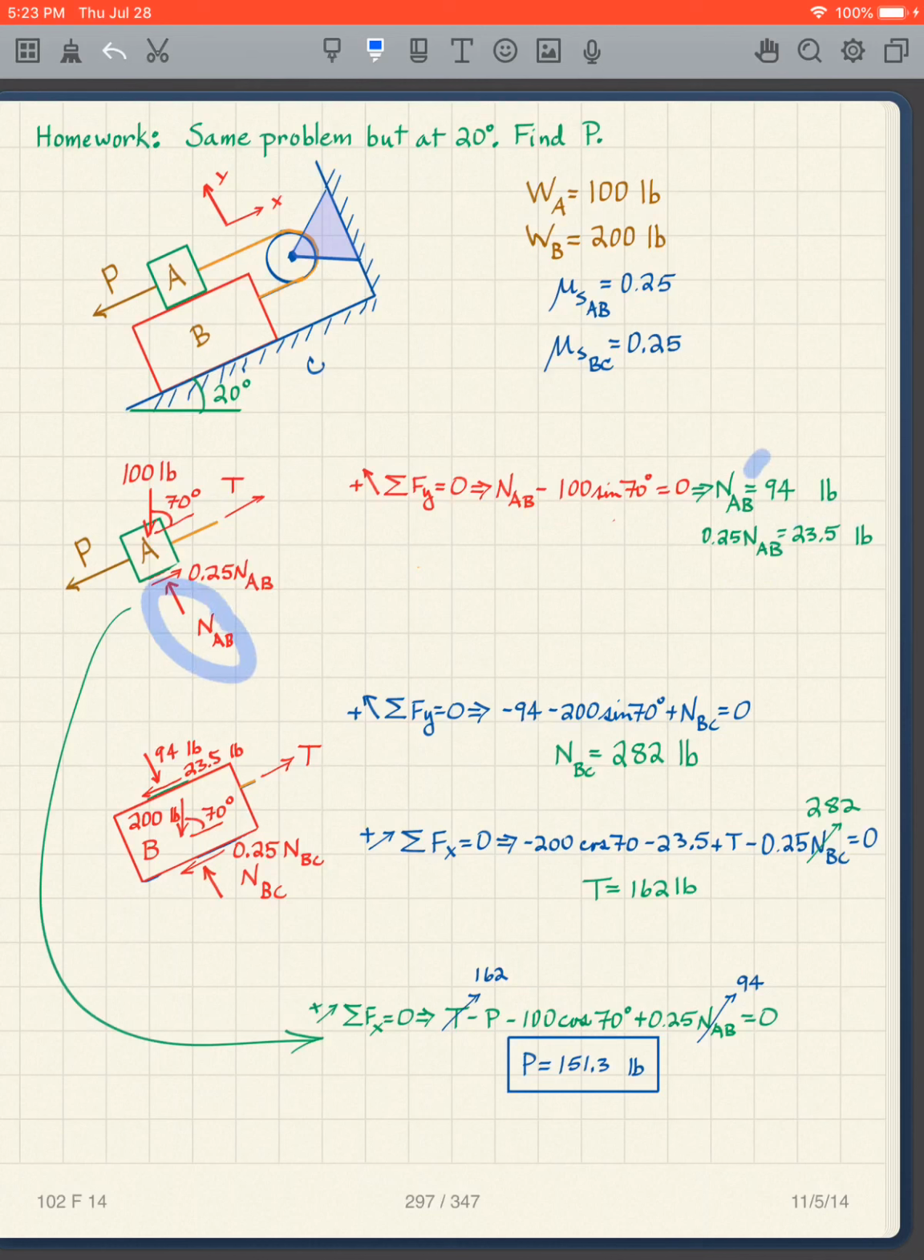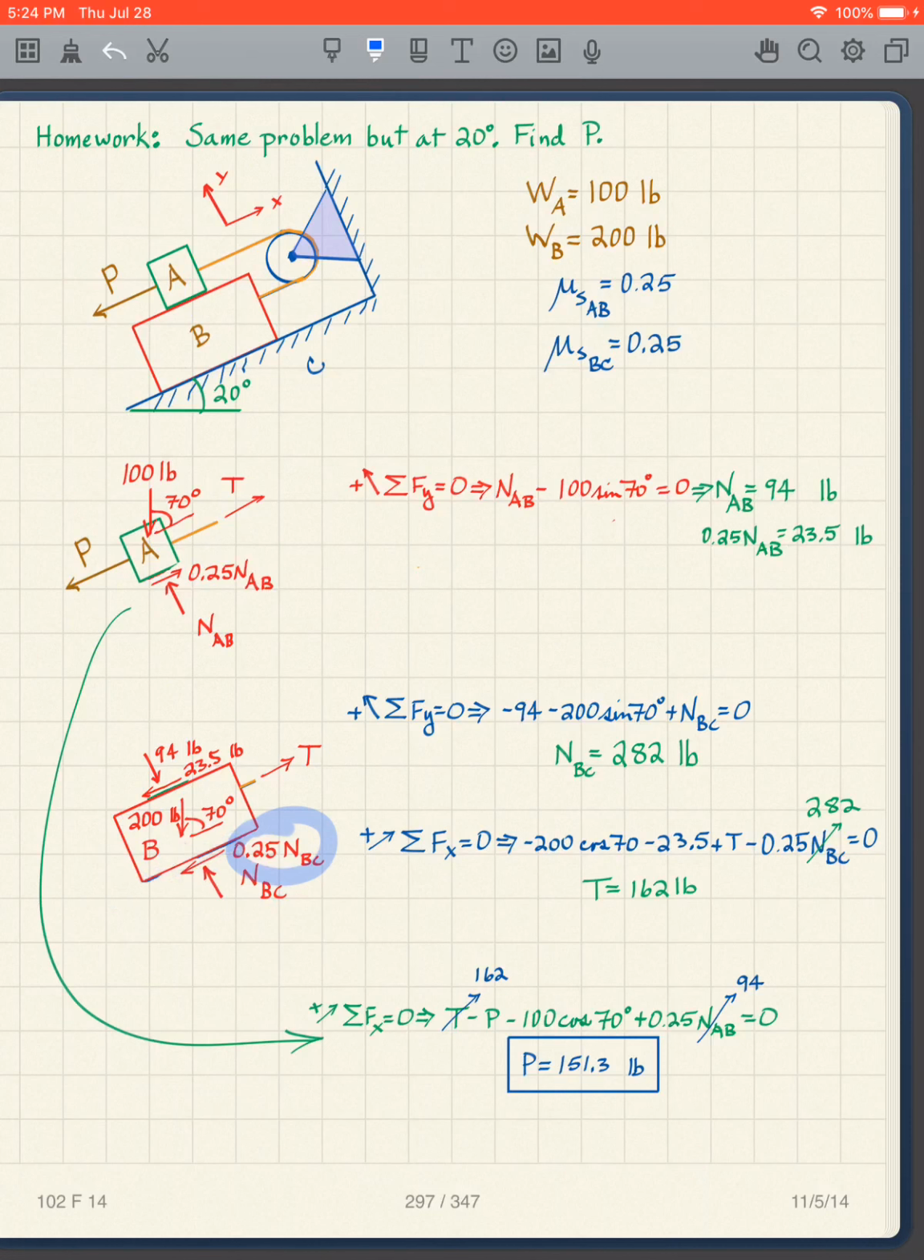And nothing was negative here, right? So again, this is upward to the left, so this is downward to the right. This is upward to the right, so this is downward to the left. And I'm using these values, so I just made that substitution right away. I have the 200 pounds for the weight of B, and then I have my T, and again, by the same logic, this is going downward to the left.